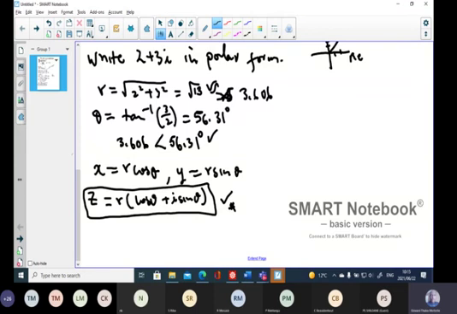Now, under polar form again, we check multiplication and check division.